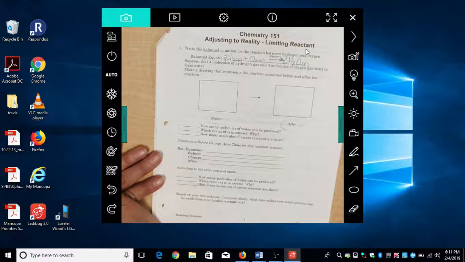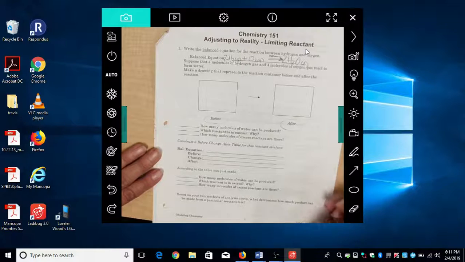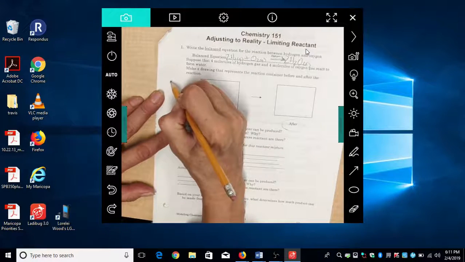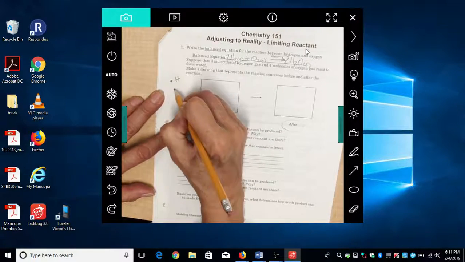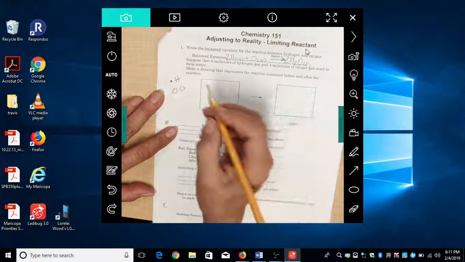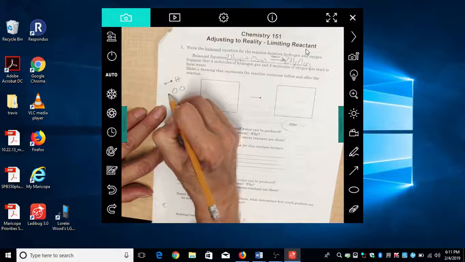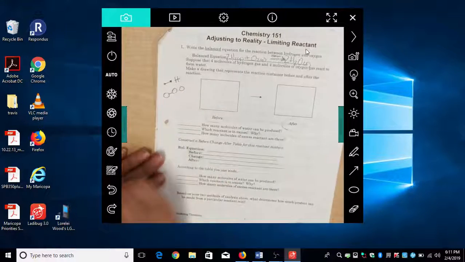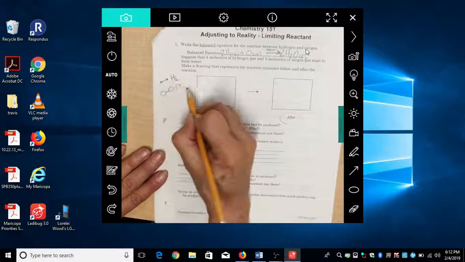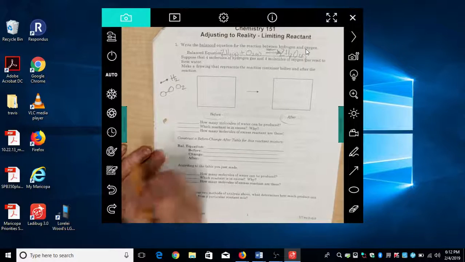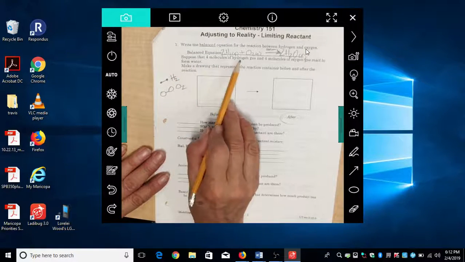Now it says, suppose that 4 molecules of hydrogen gas and 4 molecules of oxygen gas react to form water. So I'm going to draw them. Here's my hydrogen. It's little. Oxygen is going to be big. And we'll actually make hydrogen gas, since it's diatomic, be 2. All right, so there's my hydrogen gas. And there's my oxygen gas. There's my legend.